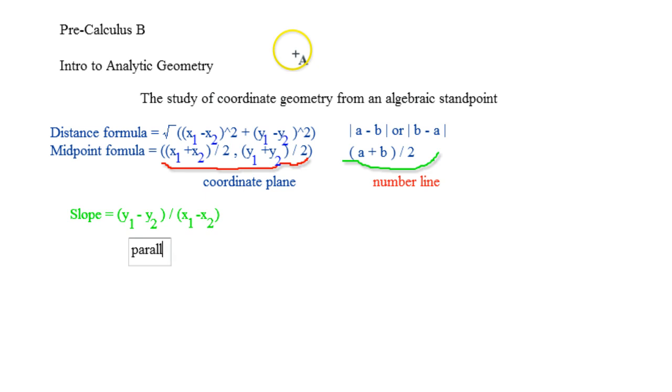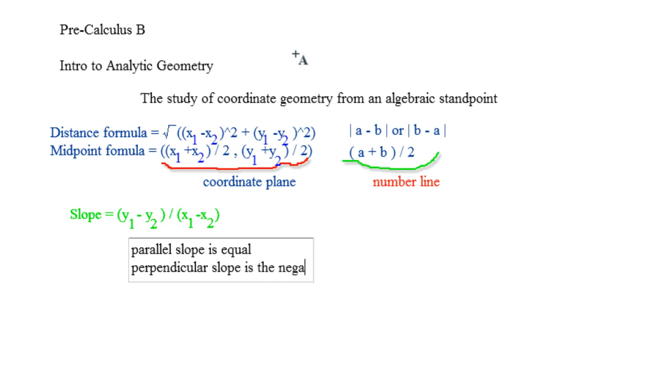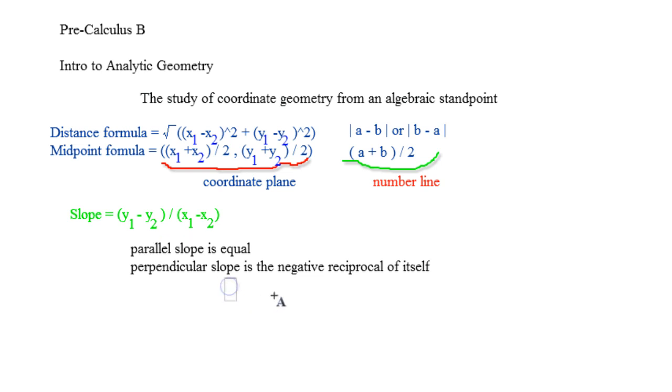Parallel slope is the same. Okay. Well, is equal. Let's say equal rather than the same. Okay, and perpendicular slope is the negative reciprocal of itself.